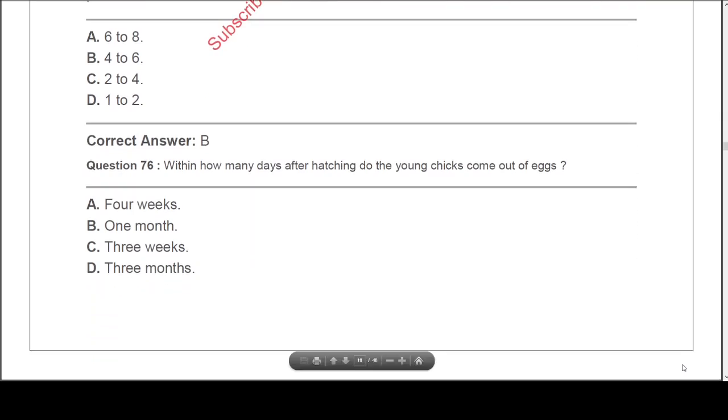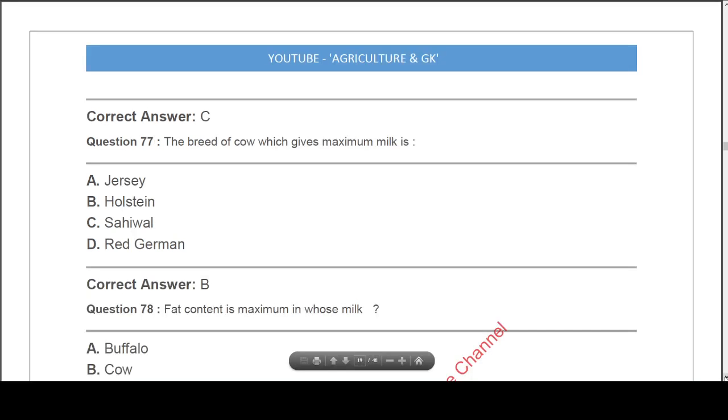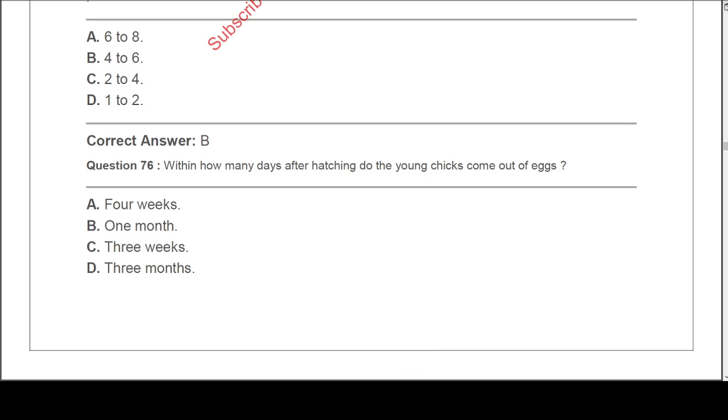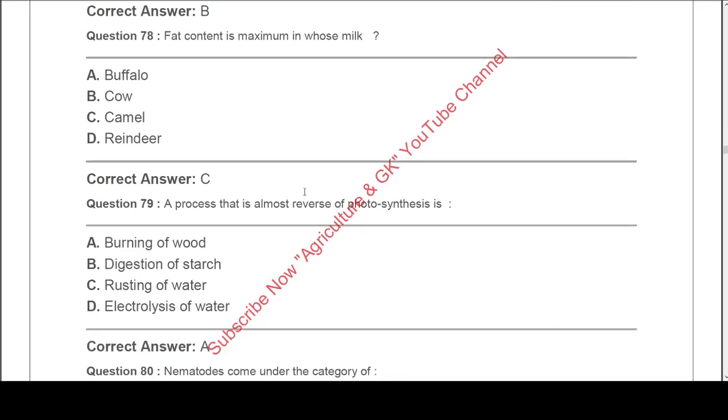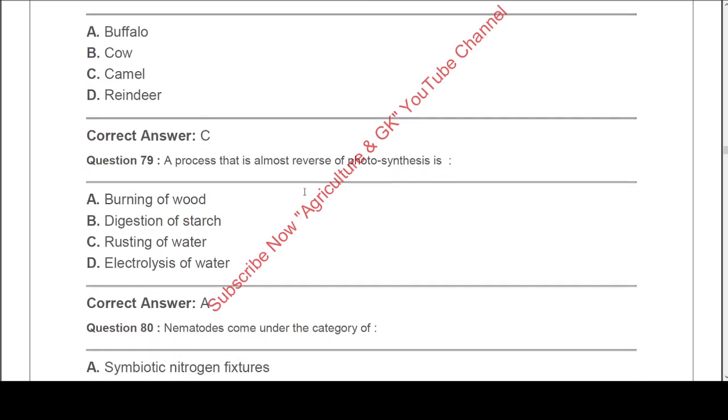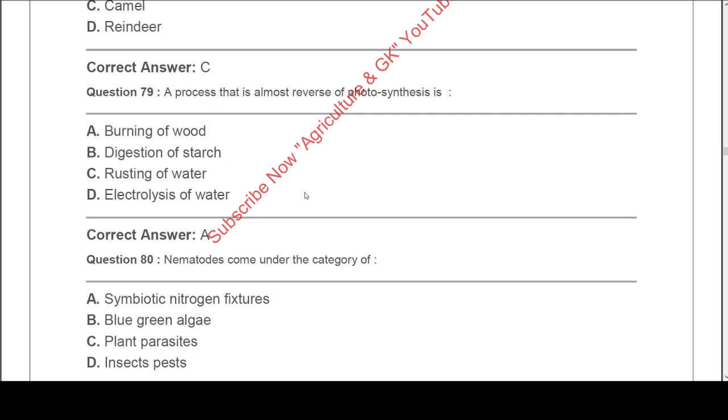Within how many days after hatching do the young chicks come out of eggs? I think it is option C, 3 weeks. After 3 weeks, the young chicks are going to come out. Then, the breed of cow which gives maximum milk is option B, Holstein. The fat content is maximum in whose milk? It is camel milk. Don't confuse with buffalo. The camel milk is having more fat content. Option C. A process that is almost reverse of photosynthesis is option A, burning of wood.